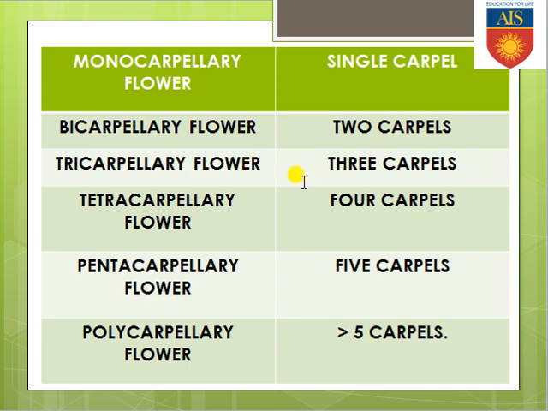Tricarpellary flower means they are having 3 carpels. Tetracarpellary flower means they are having 4 carpels. Pentacarpellary flower means they are having 5 carpels, and polycarpellary flower means they are having more than 5 carpels. So based on the number of carpels also we have differentiated the flower into these 6 different categories: monocarpellary, bicarpellary, tricarpellary, tetracarpellary, pentacarpellary and polycarpellary.